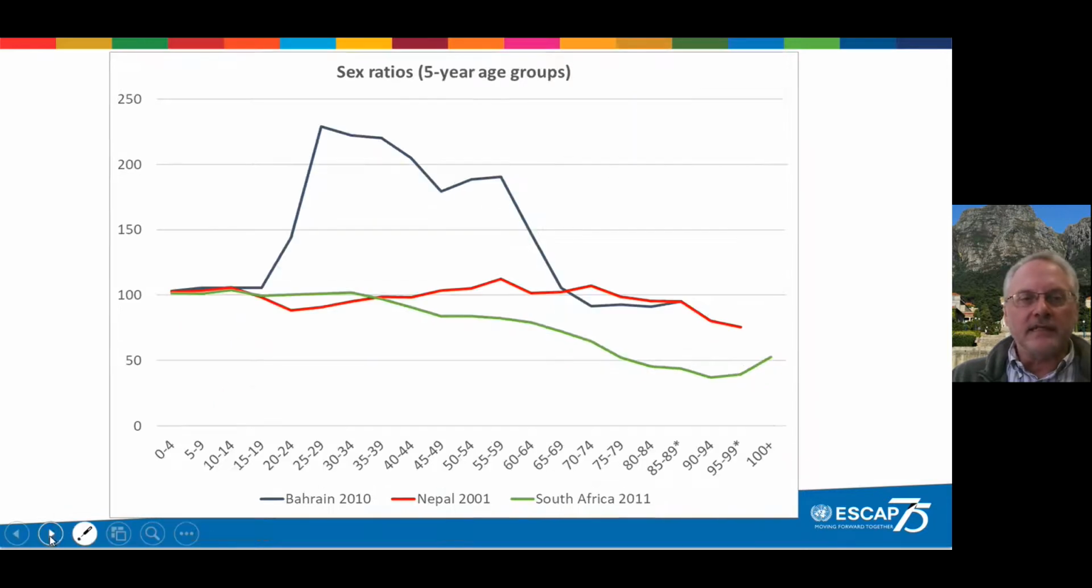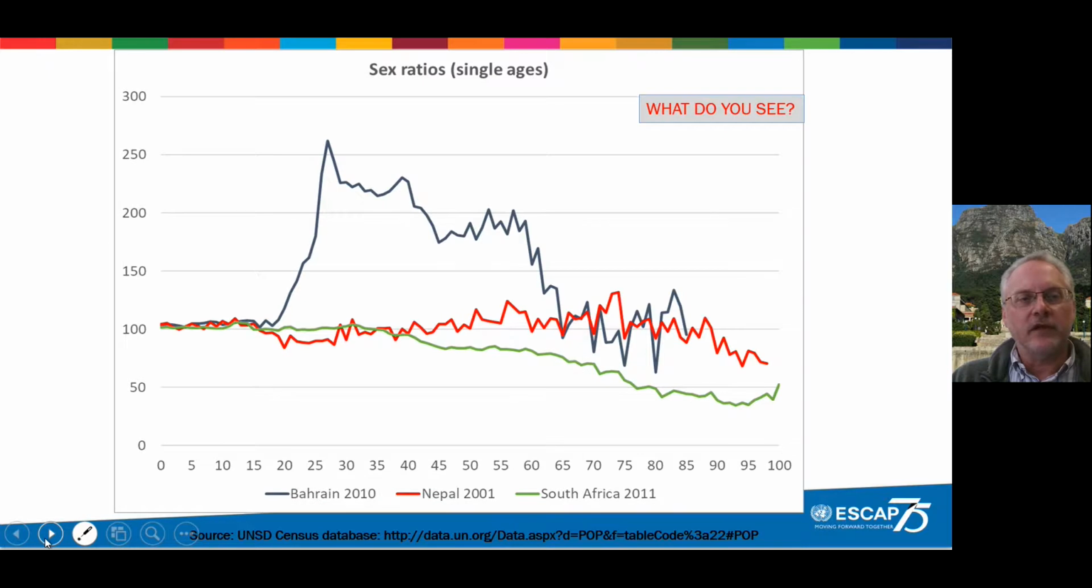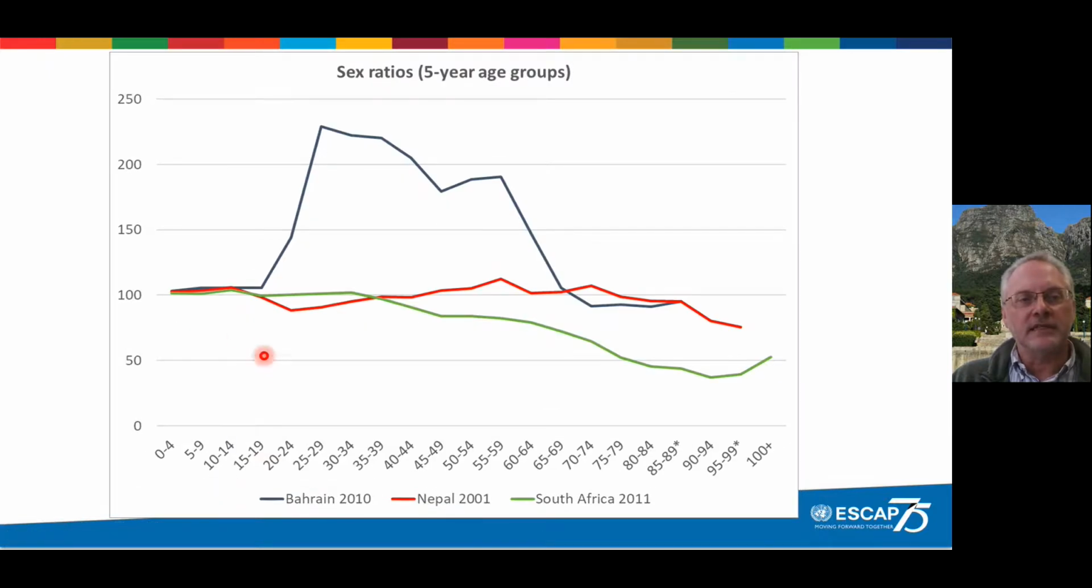But as we did with the age data, it's also important to look at the sex ratios in 5-year age groups. We can see along the x-axis here the 5-year age bands, 0 to 4, 5 to 9. For the Bahraini data, the open interval starts in the age 85 to 89 interval, which is why it's marked with an asterisk, whereas for the women in the population of Nepal, that open interval begins in the 95 to 99 age group. And looking at the data by 5-year age groups removes much of the noise which was evident in the previous graph, but still shows the same essential characteristics.